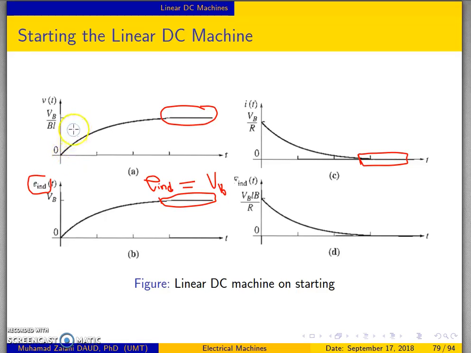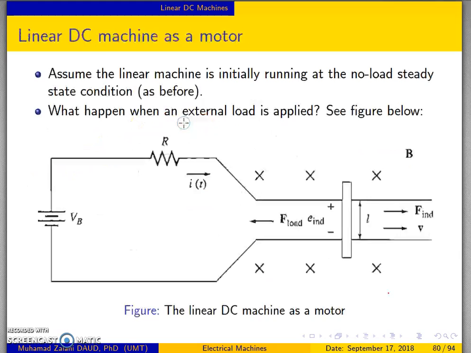Initially, when we start the motor, we will draw a considerable amount of current, and the current will decrease up to some time, until it is zero. At the same time, the speed will increase up to the steady state speed. Now, what happens if we put some load on this bar?